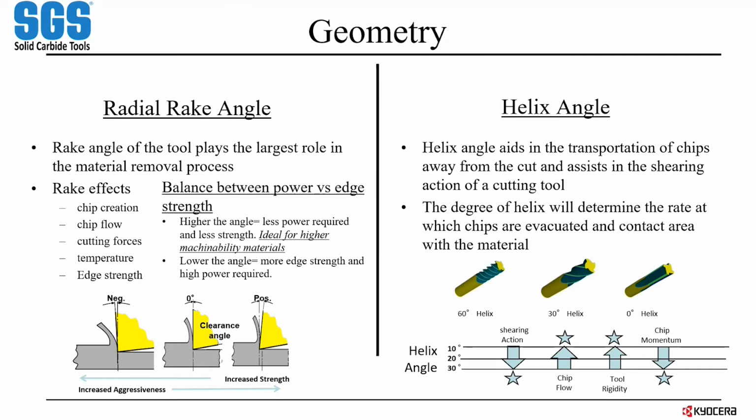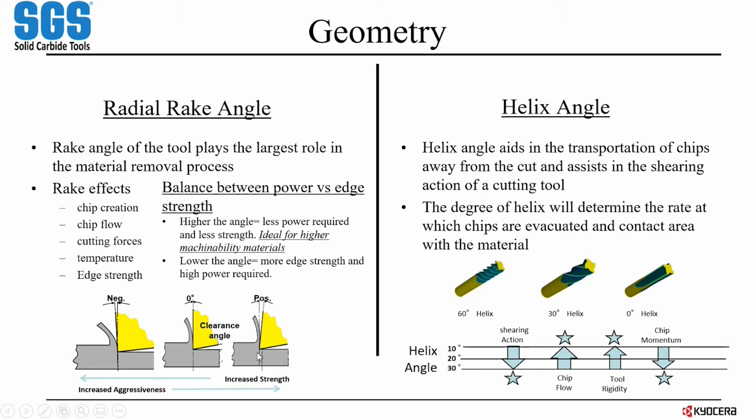There are a lot of different geometrical features on the tool that we can tweak or modify to get more efficiency in that cut. The two primary are your radial rake angle and your helix angle. Radial rake is going to play the biggest role in metal removal. By changing the radial rake, we can change how that chip forms off the edge of the tool.